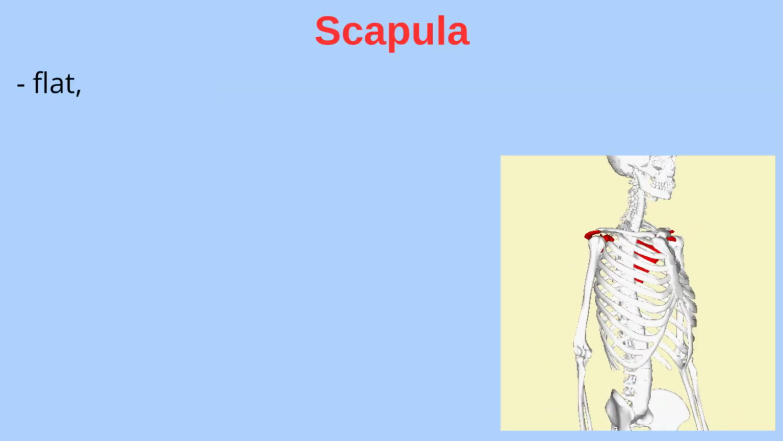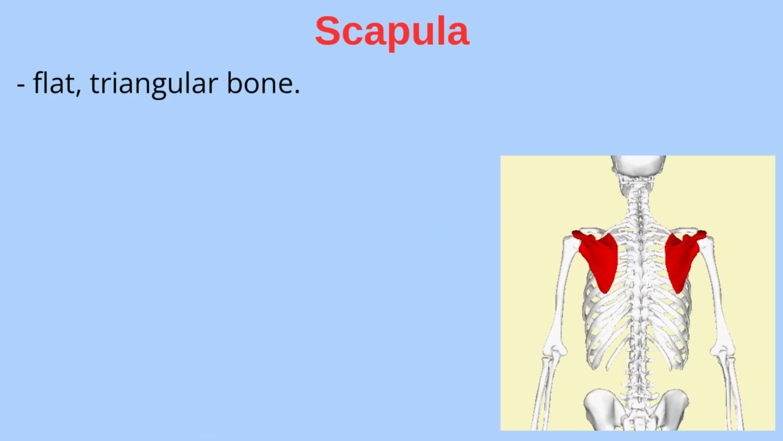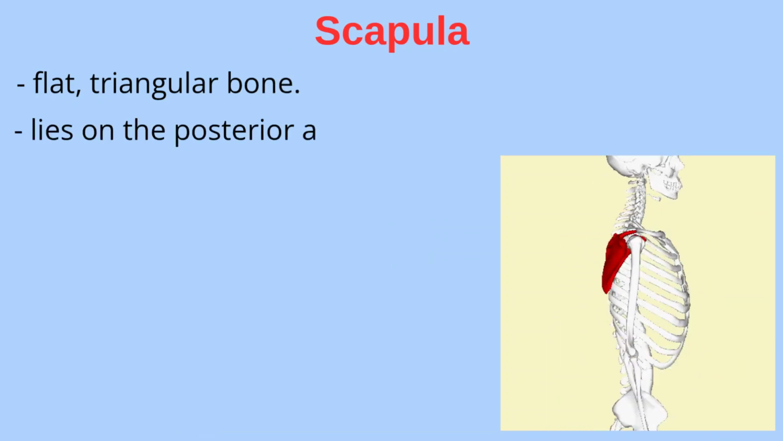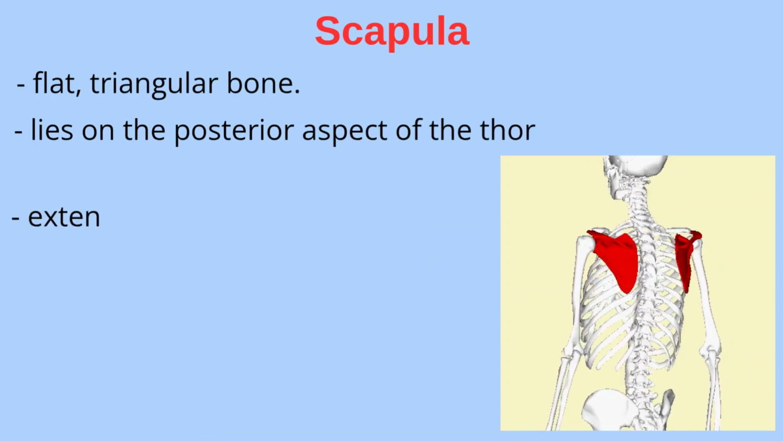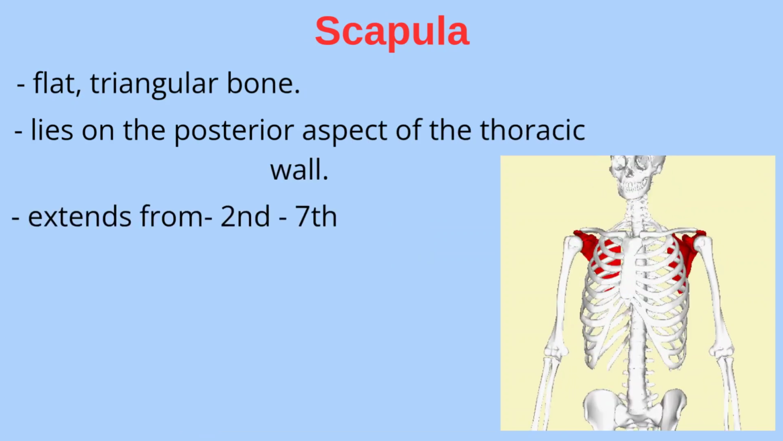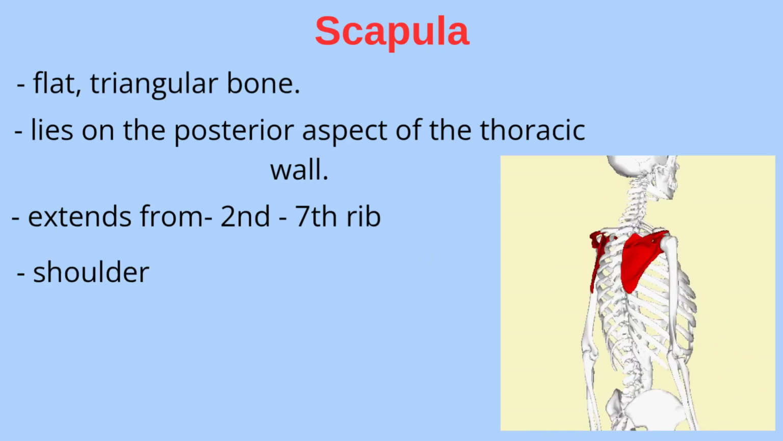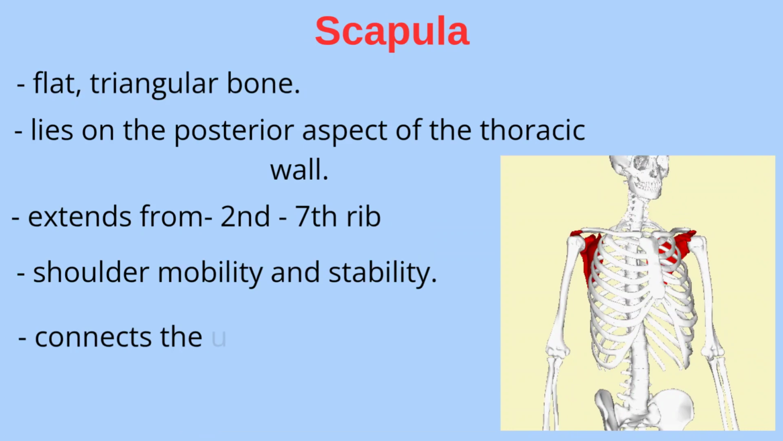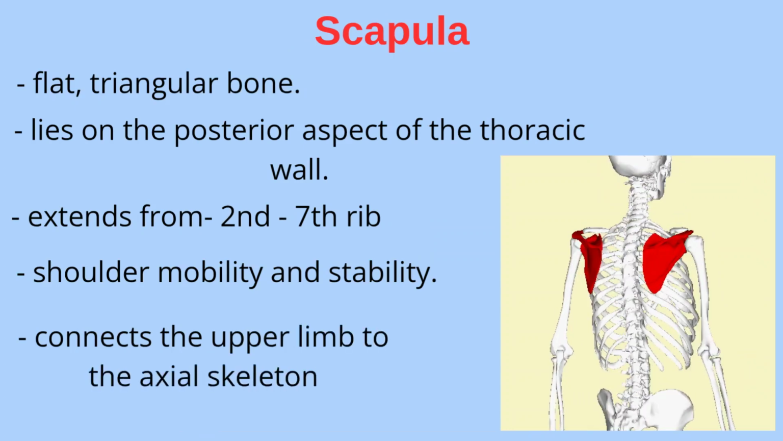The scapula is a flat, triangular bone. It lies on the posterior aspect of the thoracic wall. It extends from the level of the second rib to the seventh rib. It plays a major role in shoulder mobility and stability. It connects the upper limb to the axial skeleton.